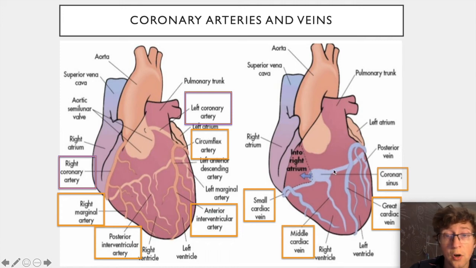These veins are all collecting and ending at this structure called the coronary sinus, which is then going to drain blood into the right atrium.